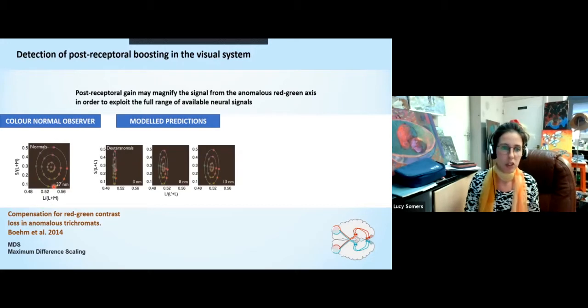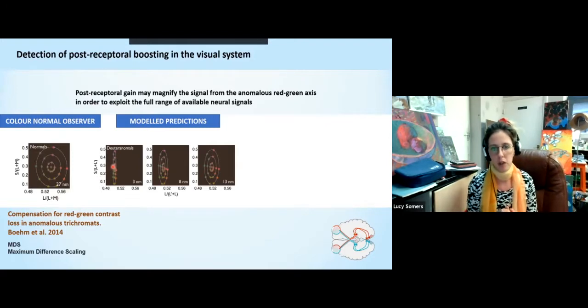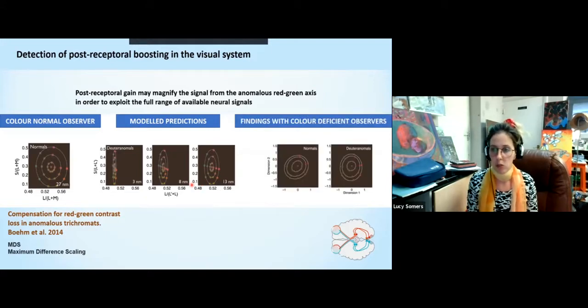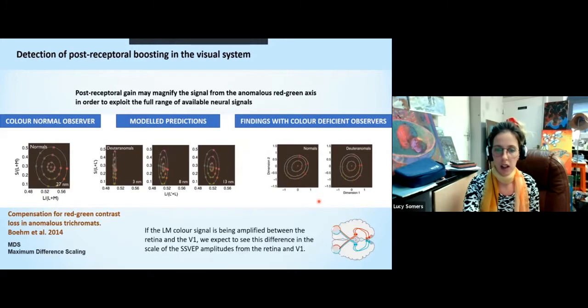But with colorblind observers, you would expect that the red-green axis would be squished, where because their discrimination is reduced, the colors would appear more similar to each other, and therefore you'd get more of an oblong MDS solution. However, when the studies are run with colorblind observers, the MDS solution shows red-green discrimination that's much more like normal observers. So this is suggesting that even though the signal is reduced at the retina, that possibly there is some gain control amplifying the signal once it reaches the V1.